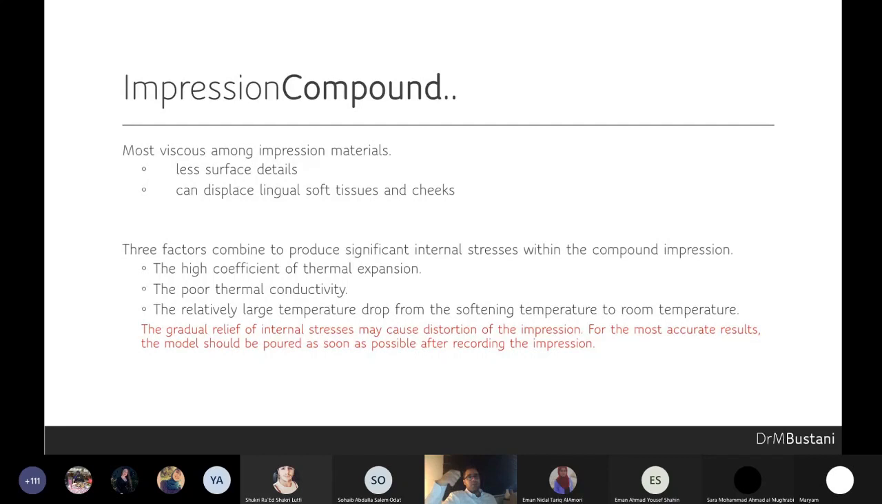Plus it might be heated a little bit during transfer from the clinic to the lab, especially on hot days. So it might melt a little bit and change the shape of the impression.